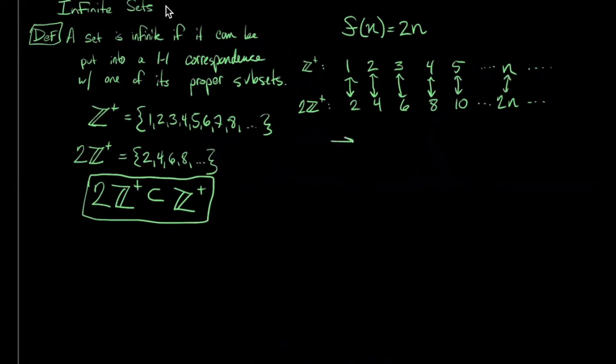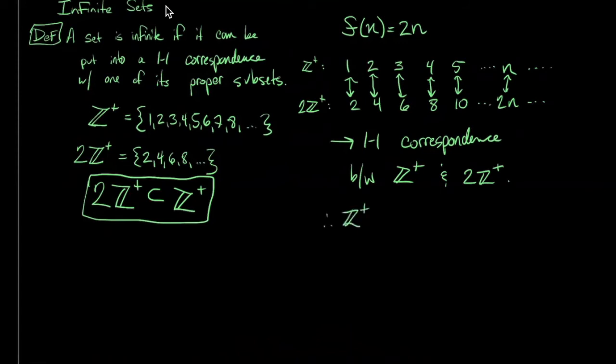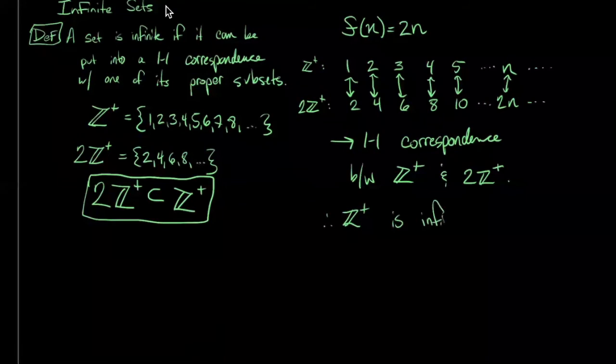And so that means that there's a one-to-one correspondence between Z plus and 2Z plus. And that means that it's infinite. Since they have this one-to-one correspondence, it also means that they have the same cardinality, and that 2Z plus must be denumerable.